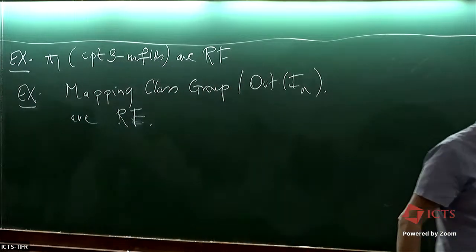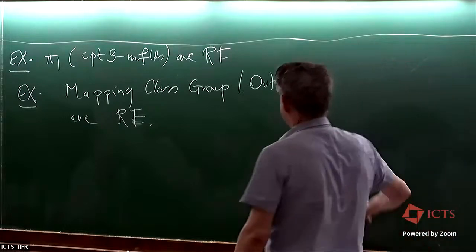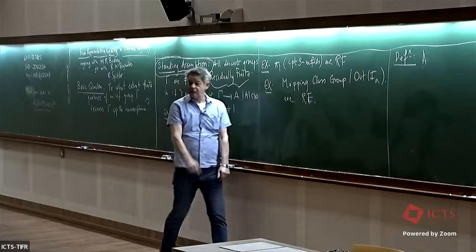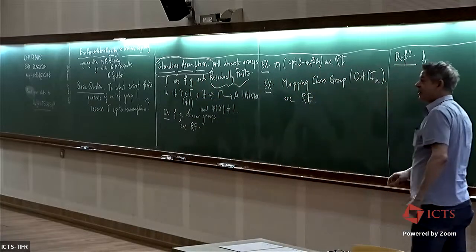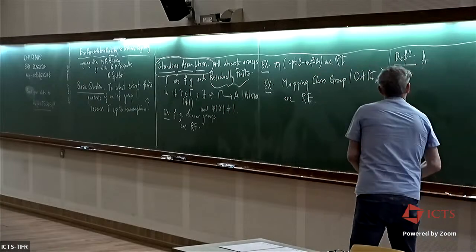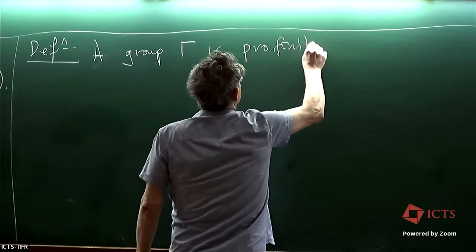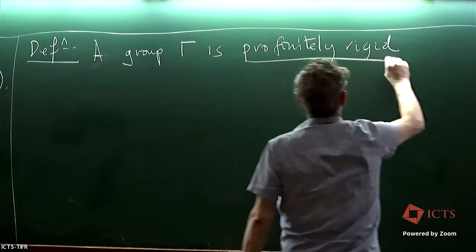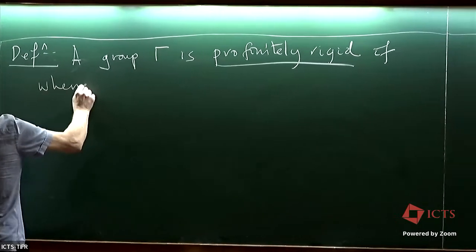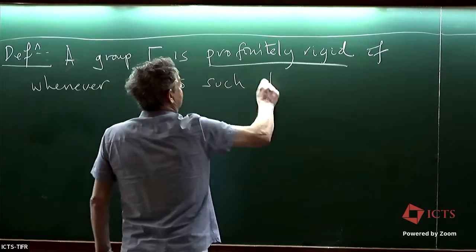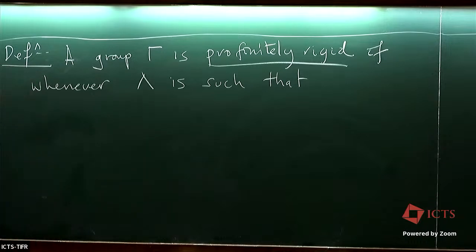Okay, so what's profinite rigidity? The definition. So this is the standing assumption, so if I don't say it, it's there. Don't say, well, wait a minute, is that group finitely generated and residually finite, because it is. Okay, so a group Gamma is profinitely rigid if whenever Lambda is another finitely generated and residually finite group such that, well, the naive way to say it is that Lambda and Gamma have the same finite quotients.